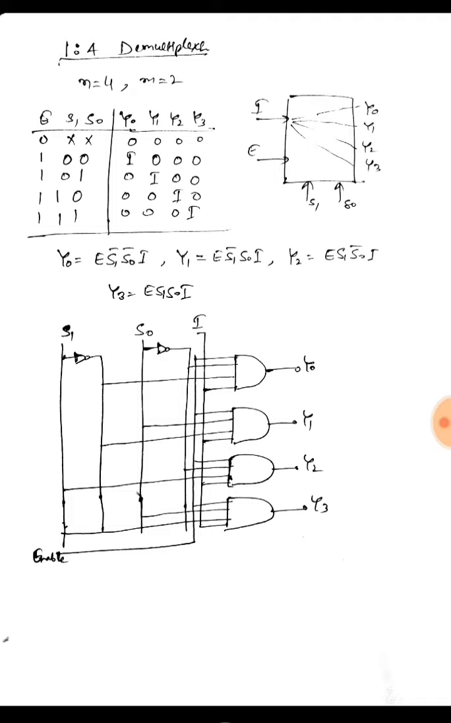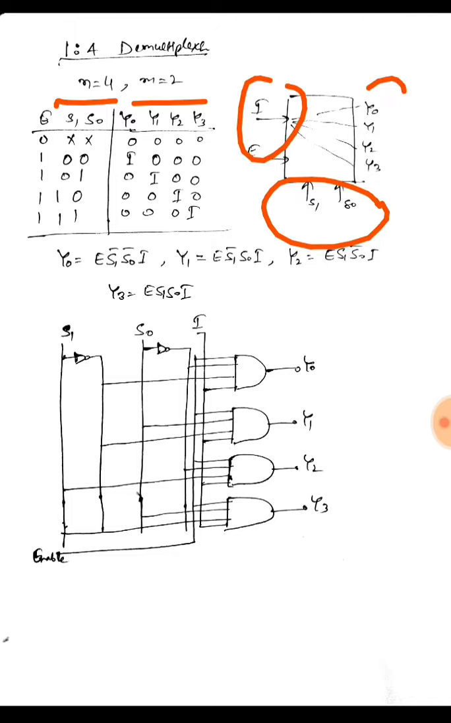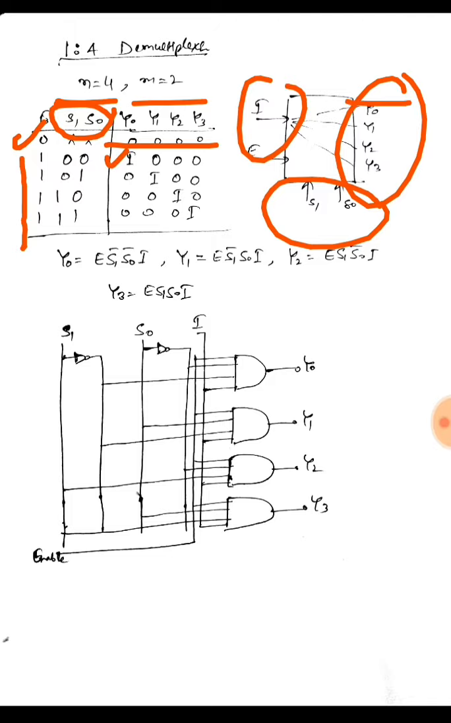If I have a 1 to 4 demux, then n is equal to 4 and m is equal to 2, that is 2 select lines would be needed. One input is there and 4 outputs. So if enable is 0, the output would remain 0 whatever the values of the select lines. Now if I make the enable high, for 0 0, that is select lines 0 0, I would have I at y0, that is at this output. For the combination 0 1, I would have I at y1, and similarly for 1 1, I would have I at y3.